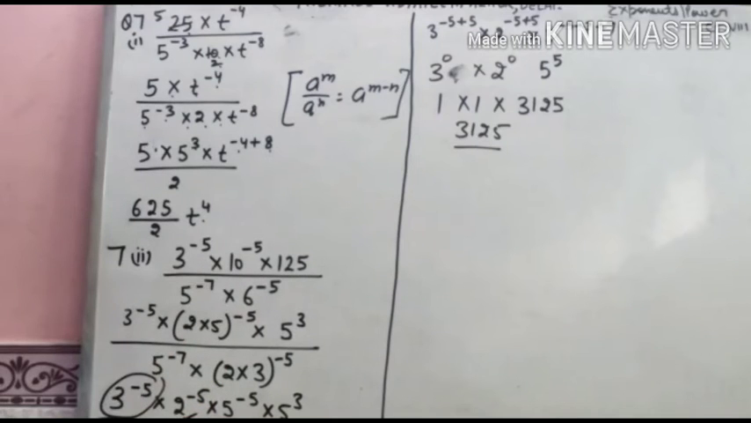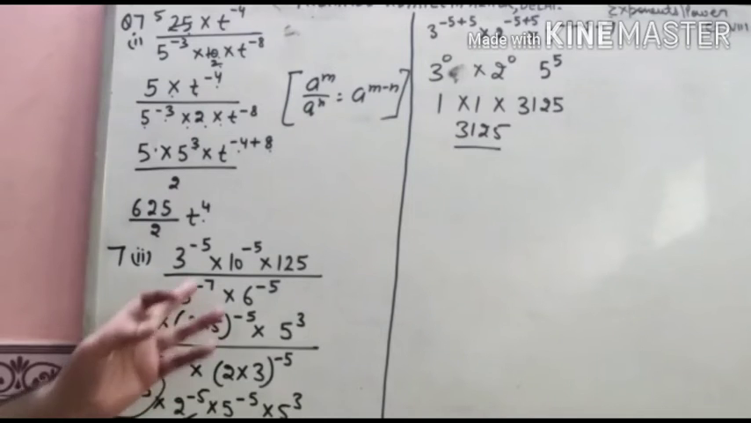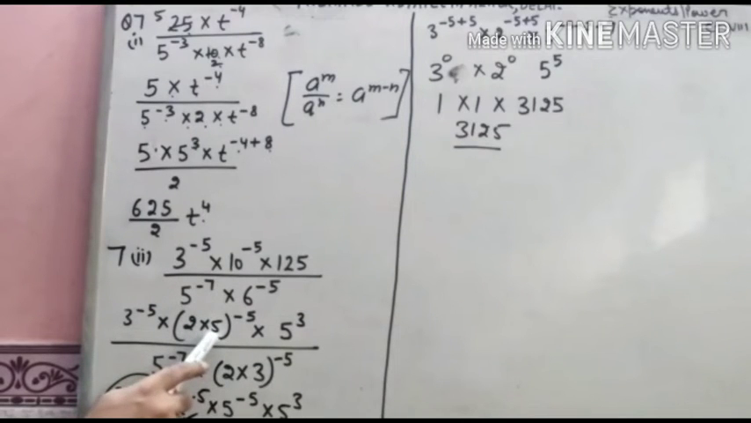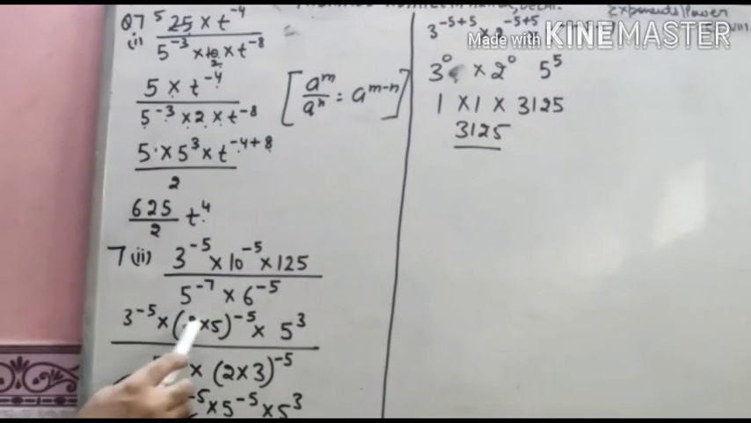I am explaining it again, students. 10 raised to power minus 5 can be written as 2 into 5. We have to factorize the terms. 10 is not a prime number, so 10 will be factorized and it can be written as 2 into 5 raised to power minus 5. Similarly 6 can be written as 2 into 3 raised to power minus 5. We will write it separately: 3 raised to power minus 5, 2 raised to power minus 5, 5 raised to power minus 5, 5 raised to power 3, 5 raised to power minus 7, 2 raised to power minus 5, 3 raised to power minus 5, and so on.